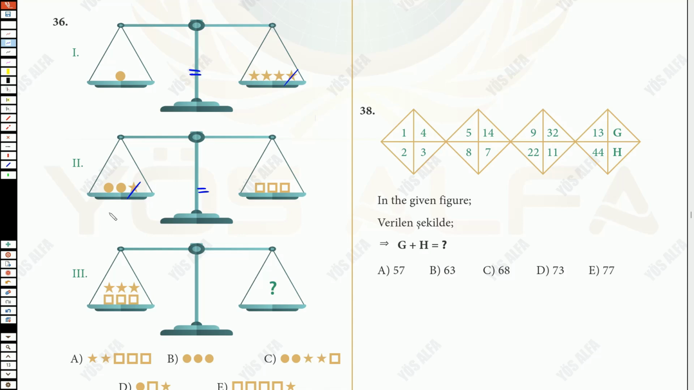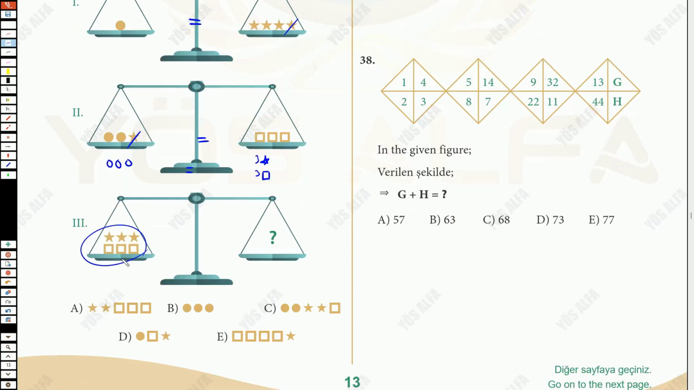So we're left with 3 circles on the left-hand side of the balance, and we're left with 3 stars and 3 squares on the right-hand side of the balance. And in fact, what is asked here is 3 stars and 3 squares. So the answer is going to be B.